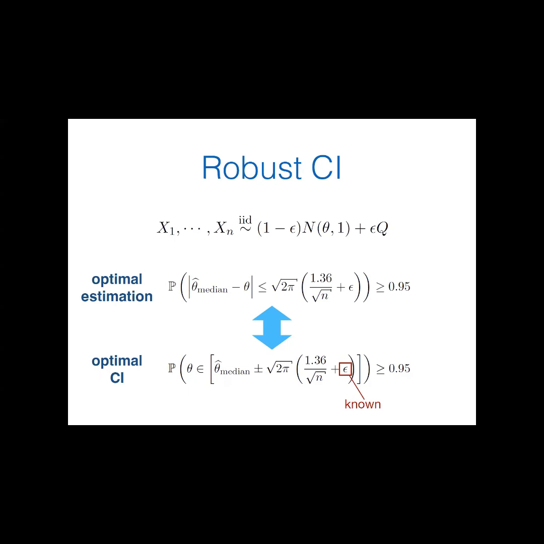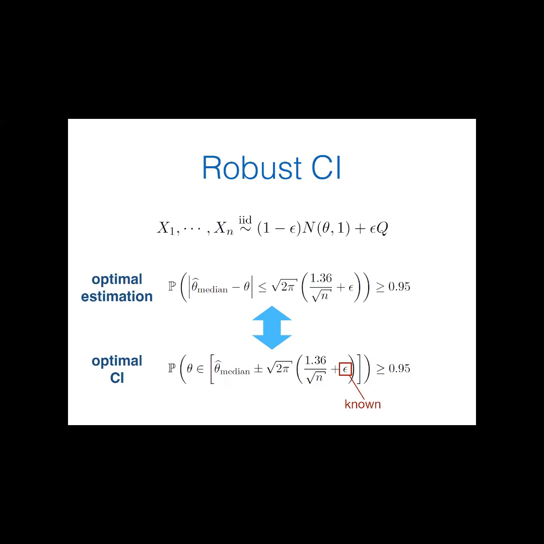Yes, question. Epsilon here, so is epsilon assumed to be a small parameter and this is an asymptotic result, or is it an exact result for any epsilon? A very good question. Thank you for the question.